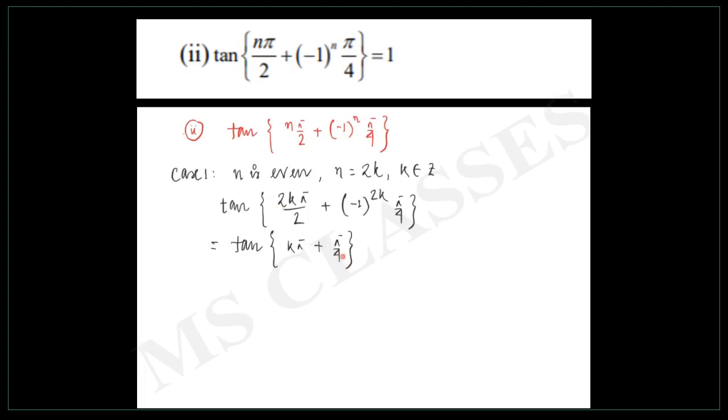Now k can be any integer. So when k is odd, just try to understand, then what will happen? When k is even, then what will happen? It will lie in which quadrant, that you have to understand.